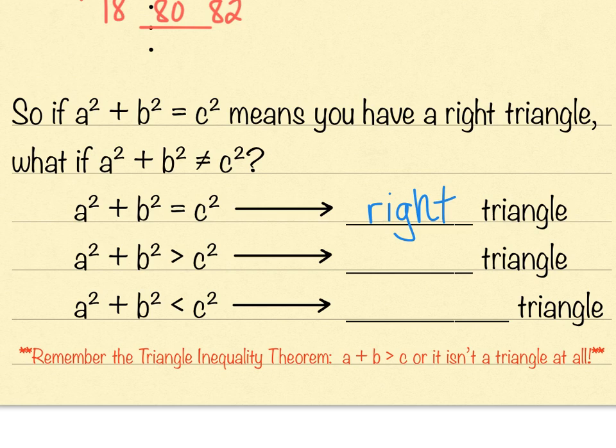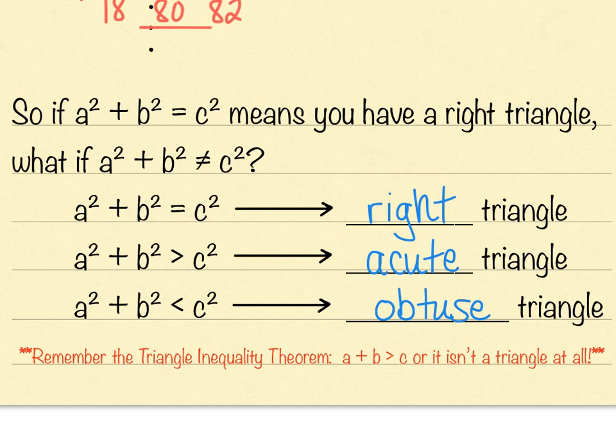If a squared plus b squared adds up to be greater than c squared, then we know it's an acute triangle. And if a squared plus b squared is less than c squared, we know it's an obtuse triangle. And so here's how I remember this. It's all about c, right? If a squared plus b squared equals c squared, it's right.